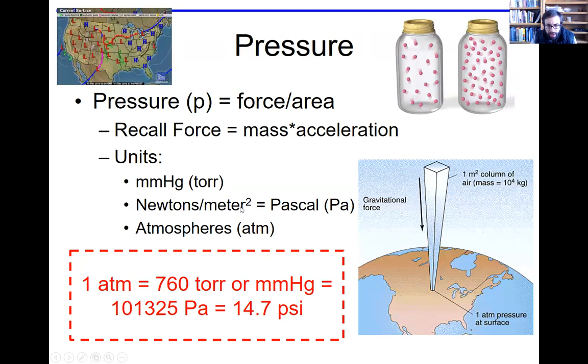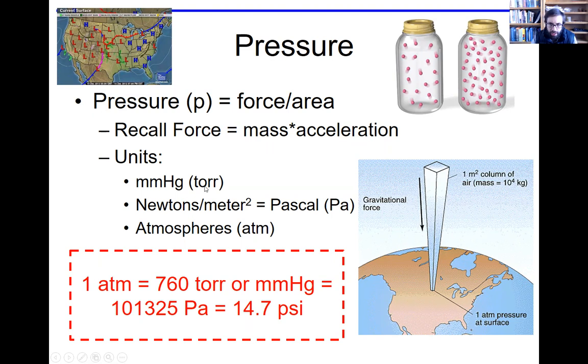So Newton divided by a meter squared, that's a square meter. That's the SI unit, so Pascal. Okay, so we'll use Pascal sometimes. Millimeter of mercury, we'll talk about how that works. Millimeter of mercury is what's measured out of a barometer, okay, that measures pressure.